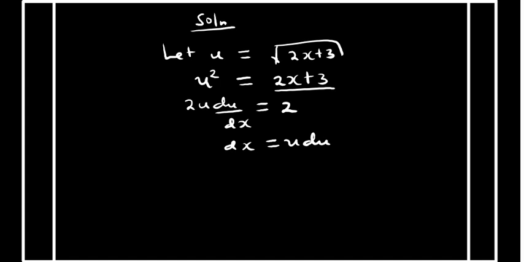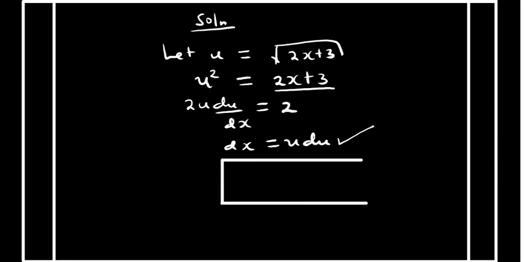Now that we have reached this stage, it means we have changed the variable. That means it also becomes important for us to change the limits. How do we change limits? To change limits, I'm going to draw a simple table here. This table will have the old limits and the new limits.